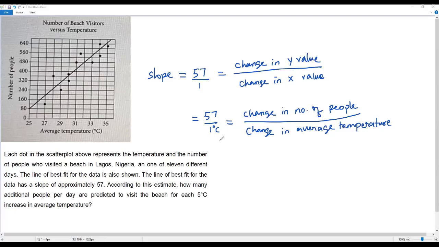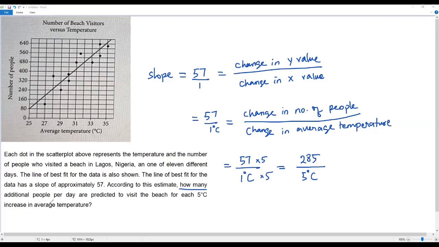So in case the temperature increases by 5 degrees Celsius, how will the number of people visiting the beach increase? For that, we have to multiply both numerator and denominator by 5, because my aim is to get 5 degrees Celsius in the denominator. So when I do so, 5 times 57 is 285 over 5 times 1 degree Celsius, which is 5 degrees Celsius. So for each 5 degree increase in average temperature, the number of people visiting the beach increases by 285.